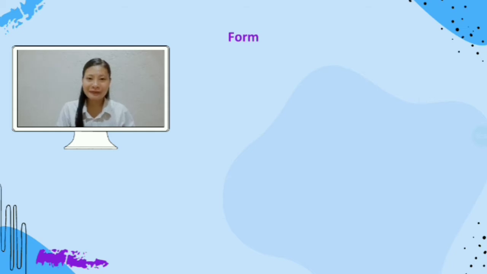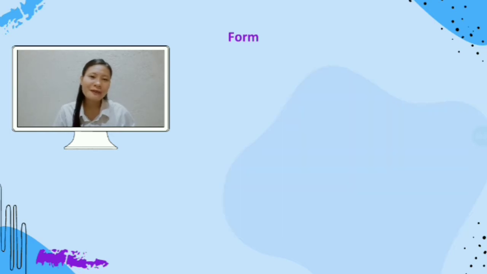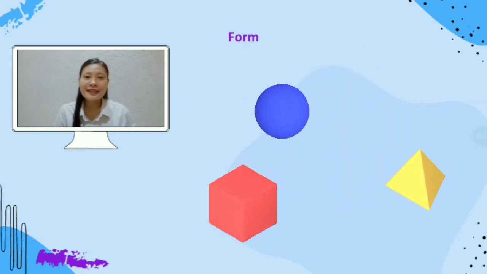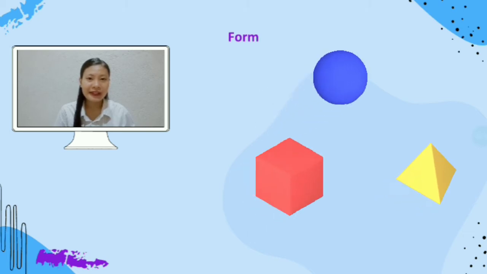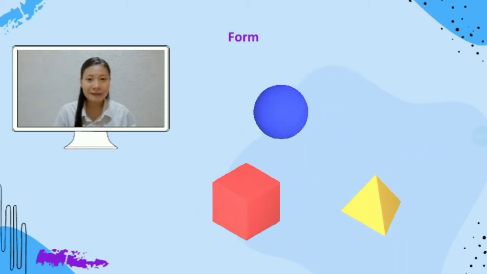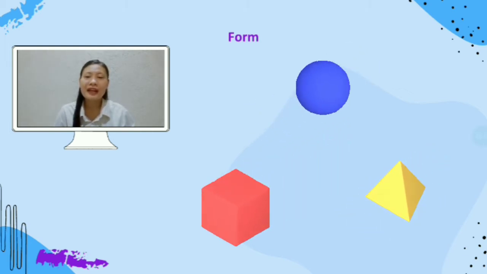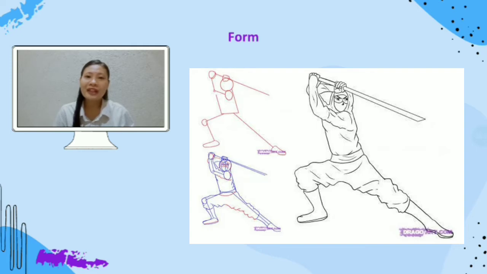Next is form. Forms are 3-dimensional objects expressing length, width, and depth. Forms are things like sphere, cube, cylinder, and pyramid. Unlike shape, form is not flat anymore because we have depth. We start to see how things go back in space. In drawing, we can create an illusion of form by understanding how light reacts on objects.